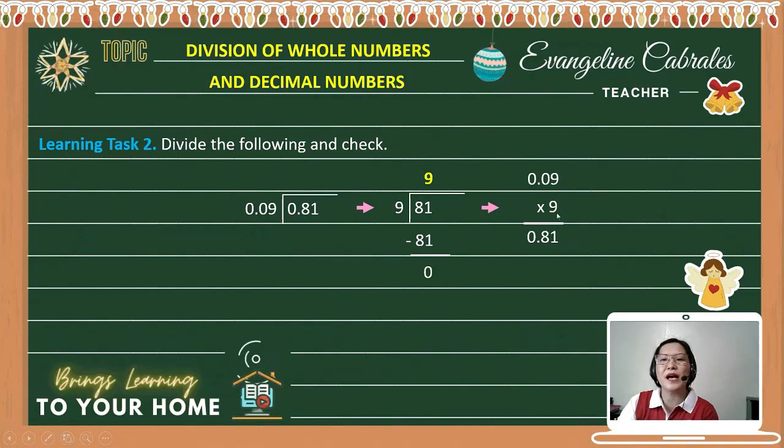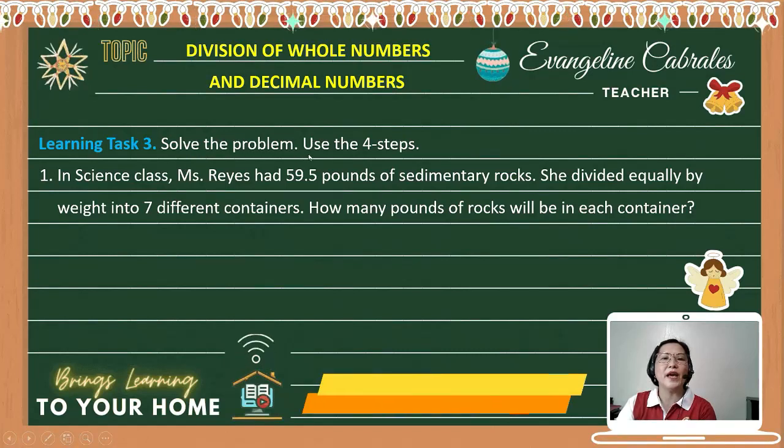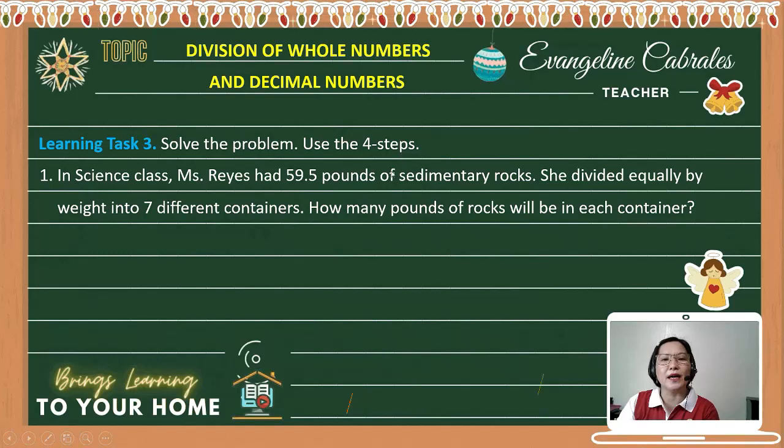Depende sa bilang ng decimal places sa factors. For learning task 3, ang gagawin ay to solve the problem and use the 4 steps. Tatandaan, mga anak, kapag ang nakalagay sa module ay use the 4 steps, you have to show the 4 steps at kung anong sagot sa bawat step na yon, ha?